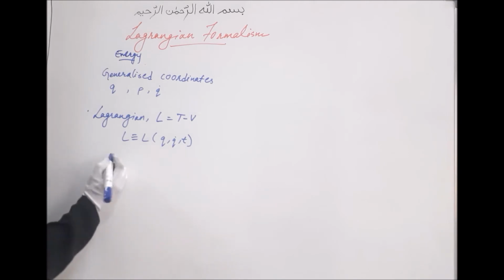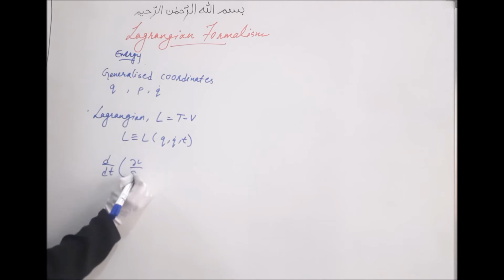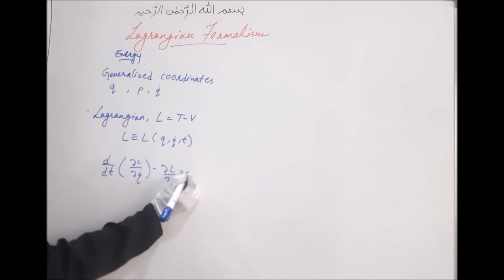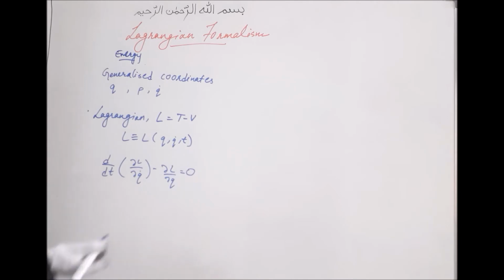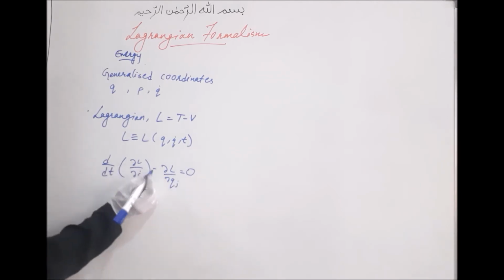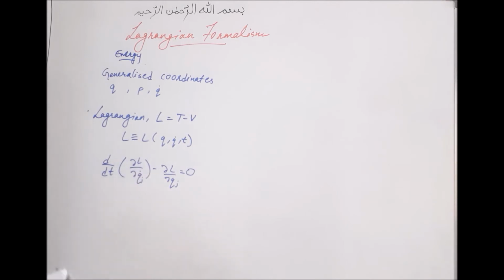And the Lagrange equation is given as d by dt of del L upon del q dot minus del L upon del q is equal to 0. Since there are many coordinates, let's take some jth generalized coordinate. So this equation is called the Lagrange equation.